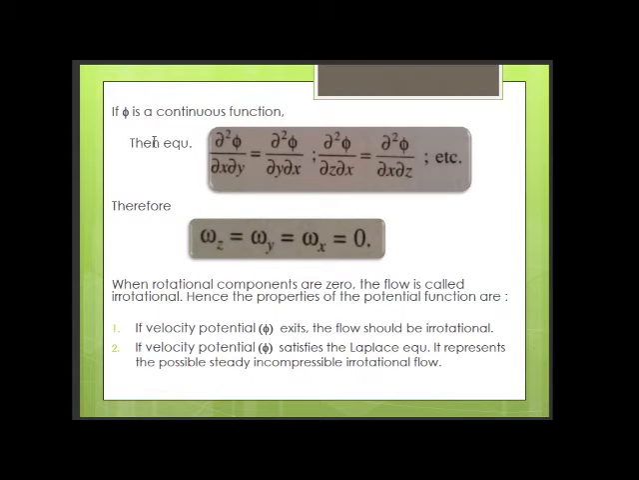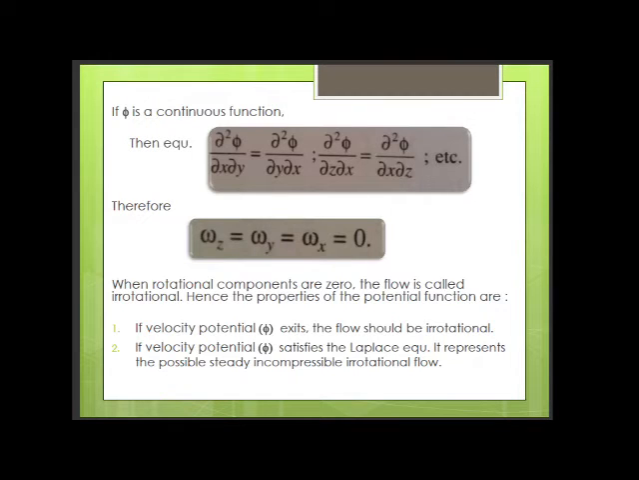Then if phi is a continuous function, then dou square of phi upon dou x dou y is equal to dou square of phi upon dou y dou x. Also dou square of phi upon dou y dou z is equal to dou square of phi upon dou z dou y, and the same holds for x and z. This is if it is a continuous function.